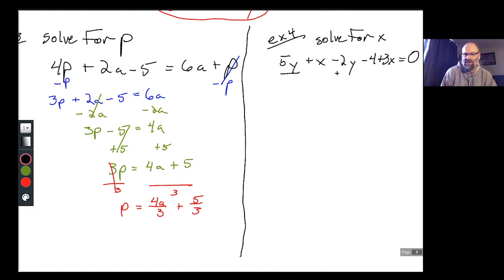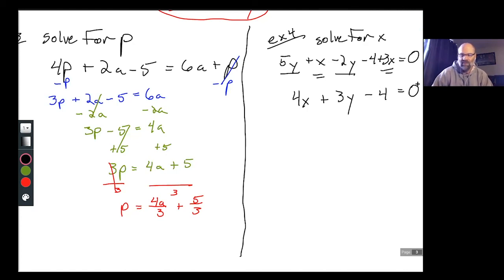But I do see like terms. There's some y's that we can cancel or combine, and then there's x's we can combine. Okay, so let's do the x's first, just because they come before y. So you have plus x and a plus 3x. Positive x and positive 3x is positive 4x. Let's do the y's. So 5y and negative 2y, or 5y minus 2y is 3y. Okay, and then you're just left with this minus 4.